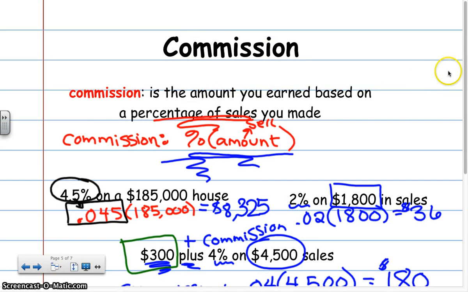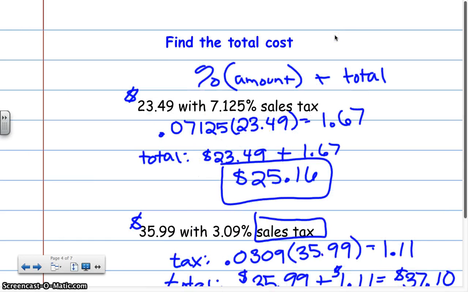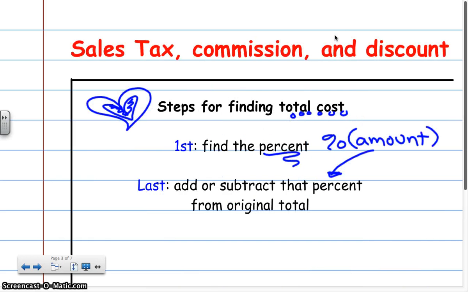Again, we're just going to worry about commission. And we're going to worry about our total cost. And that's it. Remember these first two steps. That step for finding your total cost, you find your percent. And all you do is this, percent times the amount. And then lastly, we add or subtract that percent from our original.